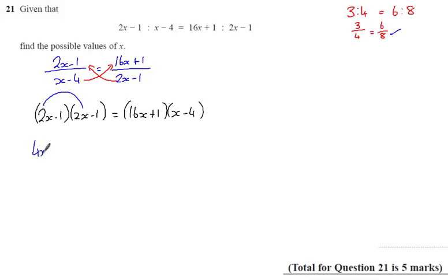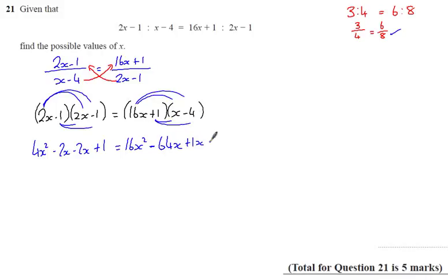So I have 4x squared minus 2x minus 2x positive 1 is equal to 16x squared minus 64x plus 1x minus 3. So maybe just simplify it down a little bit more, would be 4x squared minus 4x plus 1 is equal to 16x squared minus 64 add 1 is minus 63x minus 3.